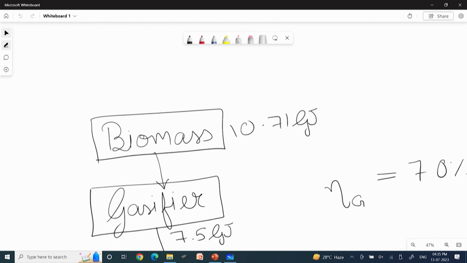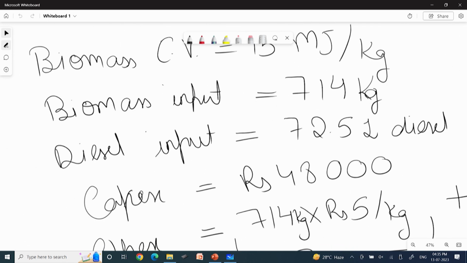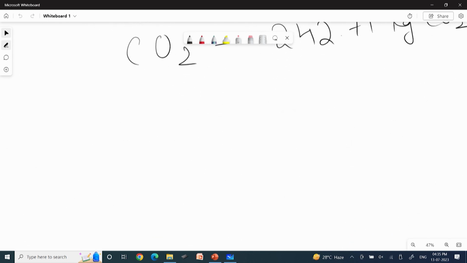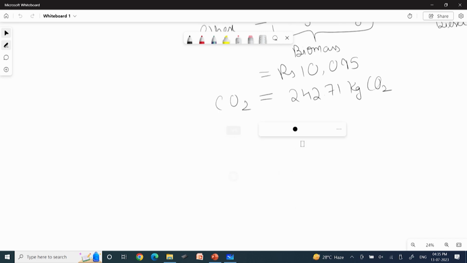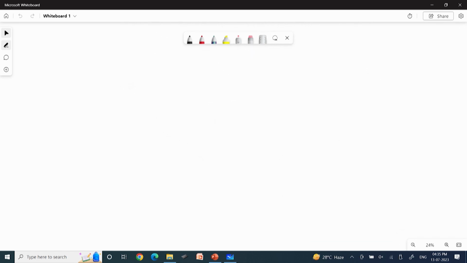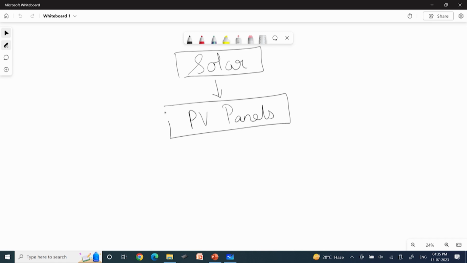Then there could be another option which is becoming a lot more popular nowadays, which is a solar based system. So let us quickly go through that type of system as well. A solar based system would have the solar radiation coming in, then there would be the PV panels. Normally the efficiency for PV panels ranges between 15 to 20%. It could go slightly higher for the newer ones as well.